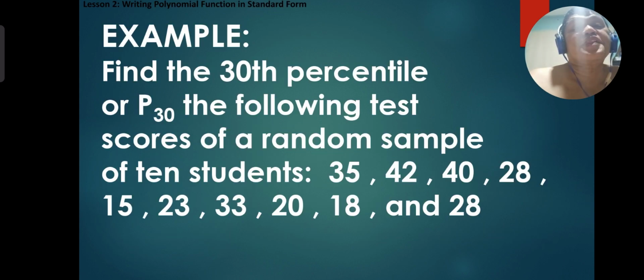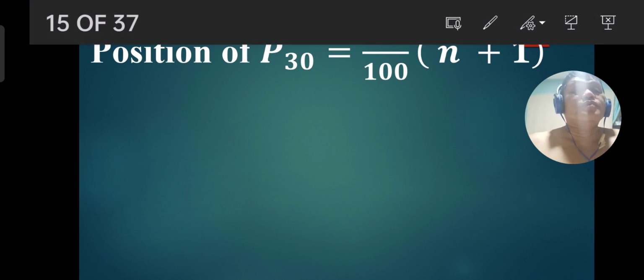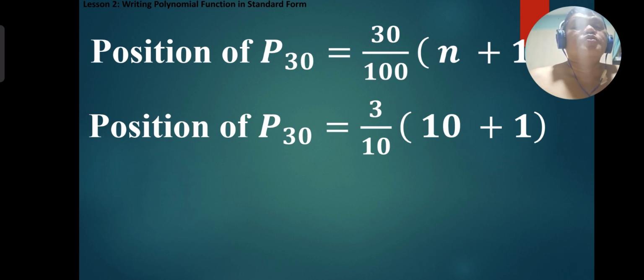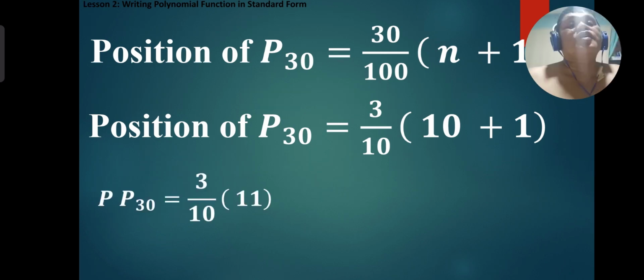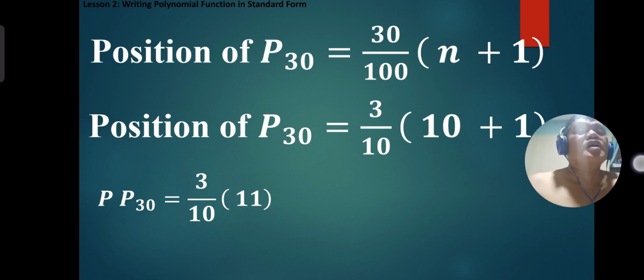Let's go to percentile. Example: we are going to find the 30th percentile of the given test scores. That will be equal to 30 over 100 times n plus 1. That will be our formula in finding the position of the 30th percentile. We are going to substitute now the value of n. In finding the position of the 30th percentile, that will be equal to 30 over 100 times quantity n plus 1.